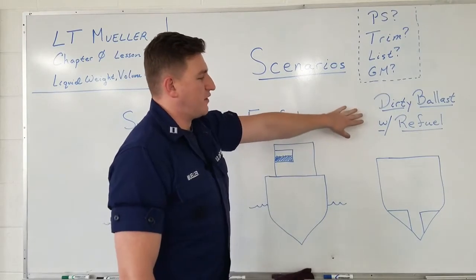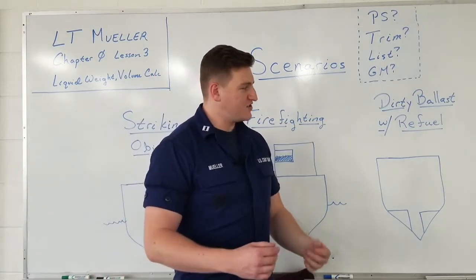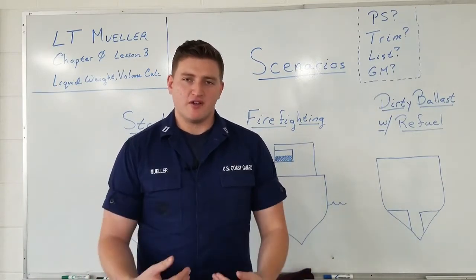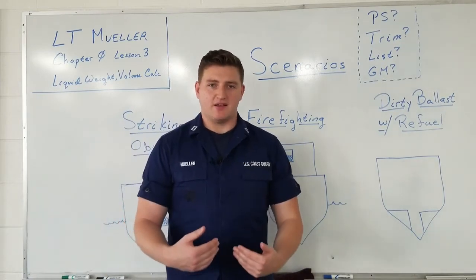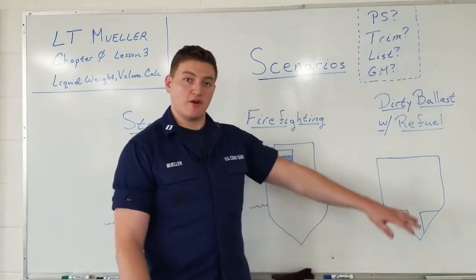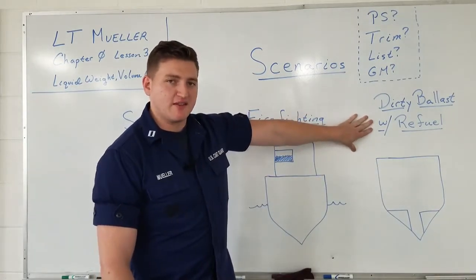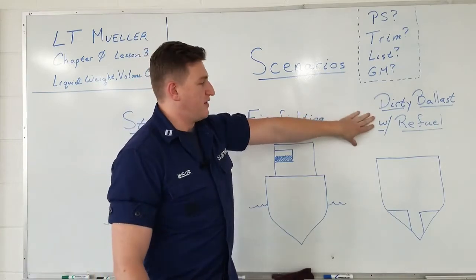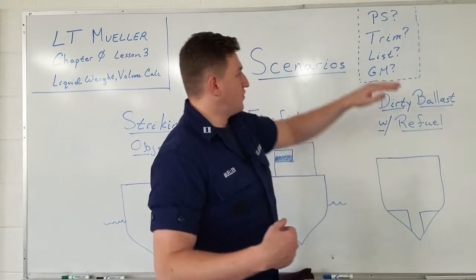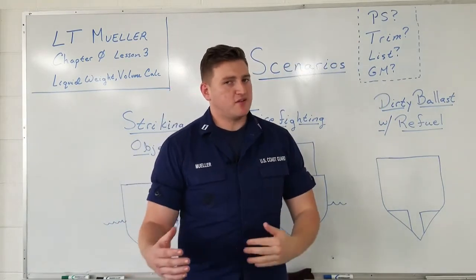Lastly, we have what's called dirty ballast with a refuel. A dirty ballast system is something that a lot of ships might have. It is where you have fuel tanks, and when they're all spent, if you need ballast in an emergency situation, then you fill those ballast tanks with water, the seawater from the outside. Diesel fuel, as we saw, has a different density and a different specific volume than seawater. So your ship is going to change drafts, change trim, change parallel sinkage, change your GM, maybe drastically, maybe not drastically.